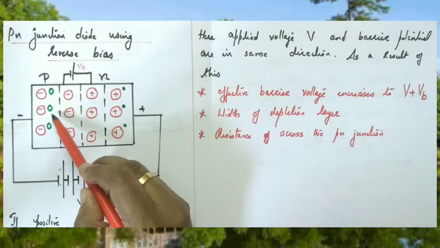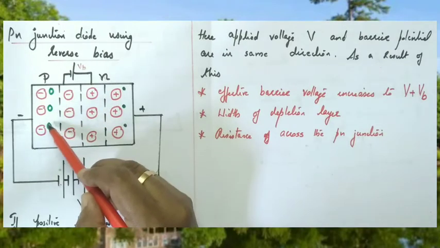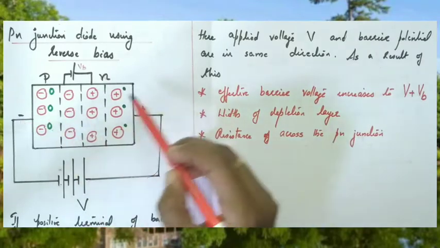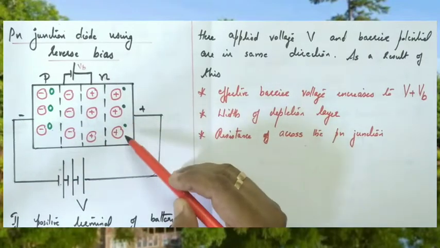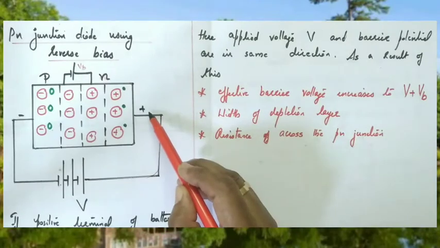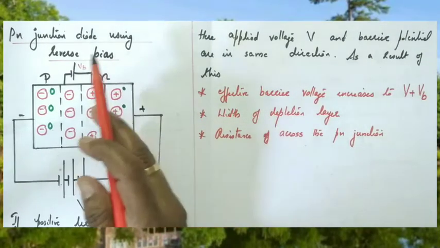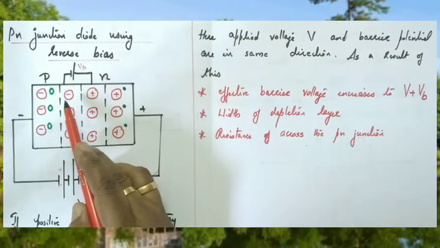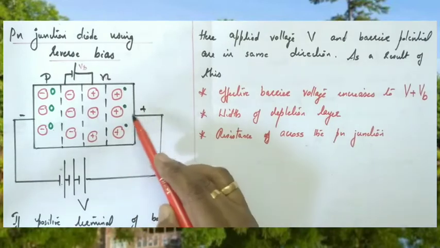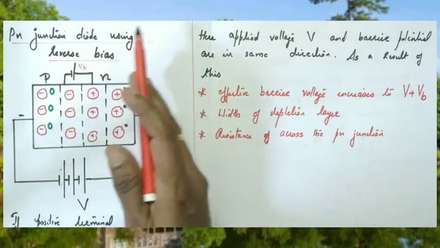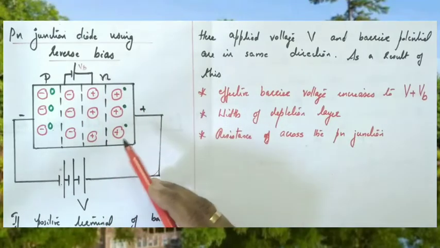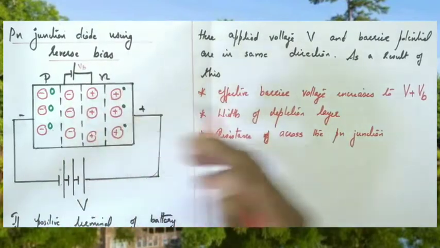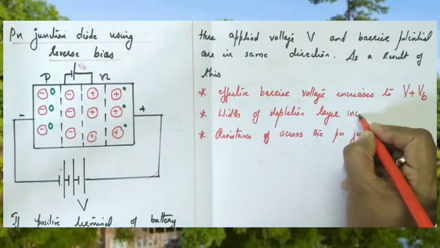Now, what happens to the majority carriers? In the P region the majority carriers are holes. These holes are attracted by the negative potential. In the N region the majority carriers are electrons. These electrons are attracted by the positive potential. So the majority carriers move away from the junction. Therefore, what happens to the width of the depletion layer? The width of the depletion layer increases.